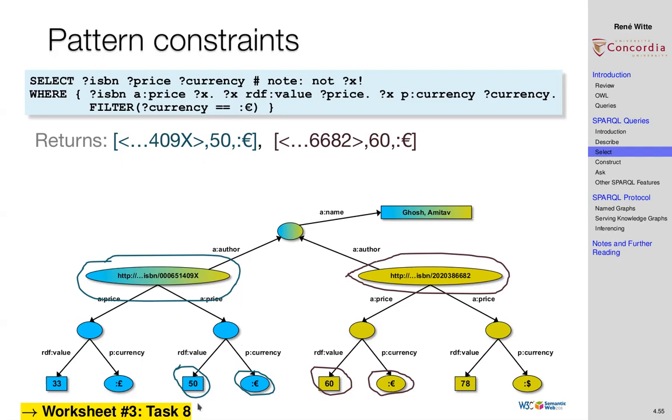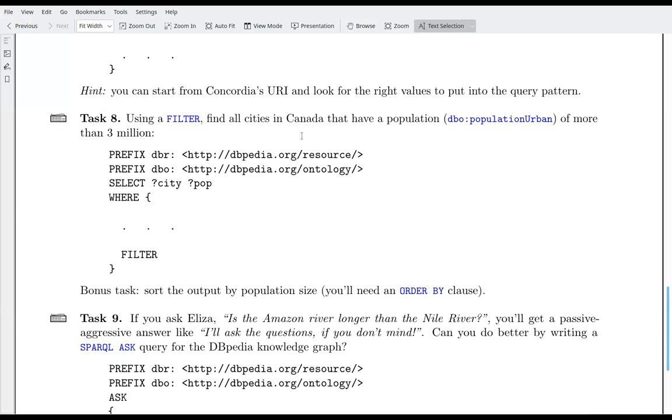And guess what? There is another exercise on the worksheet. So in this task here, you have to give me all cities in Canada that have a population of more than 3 million. And you have to do it using a filter. So if you look at the population, you see there is a lot of different population methods of urban area, metropolitan area, and so on. So for this query, just use the population urban predicate. And then once you have found all the cities with the population, try to apply a filter on them.